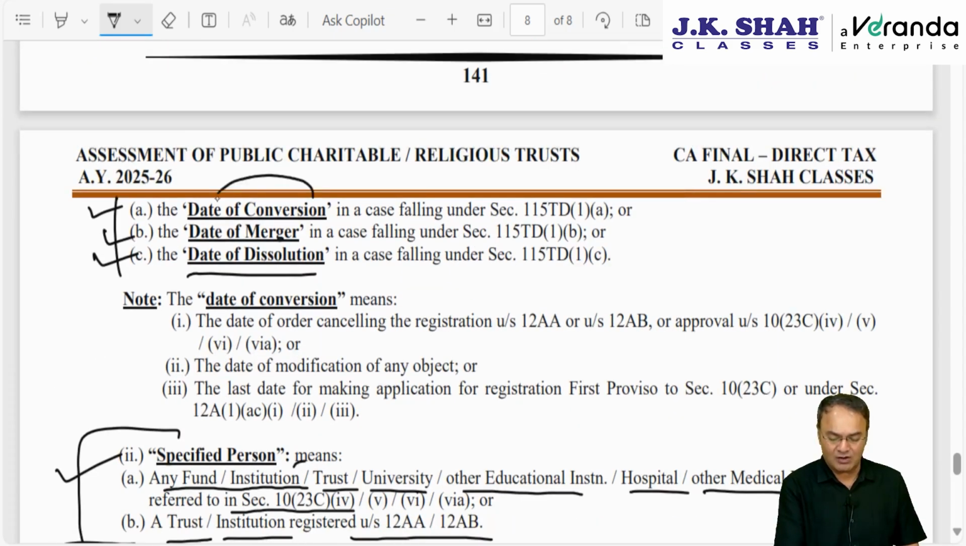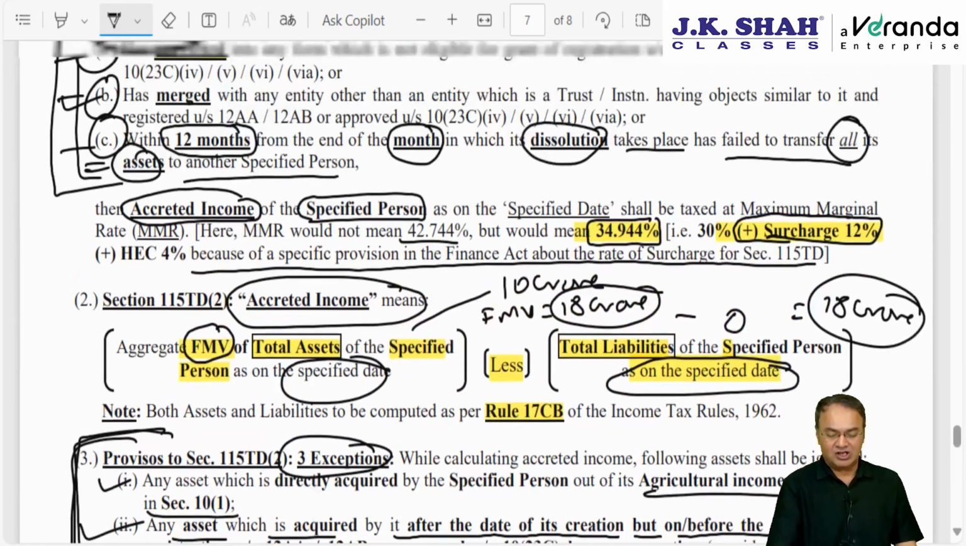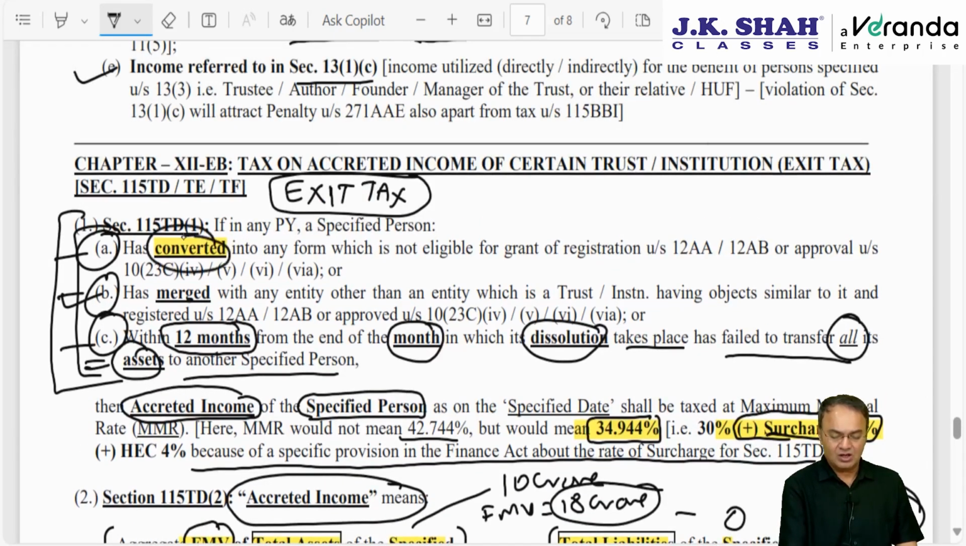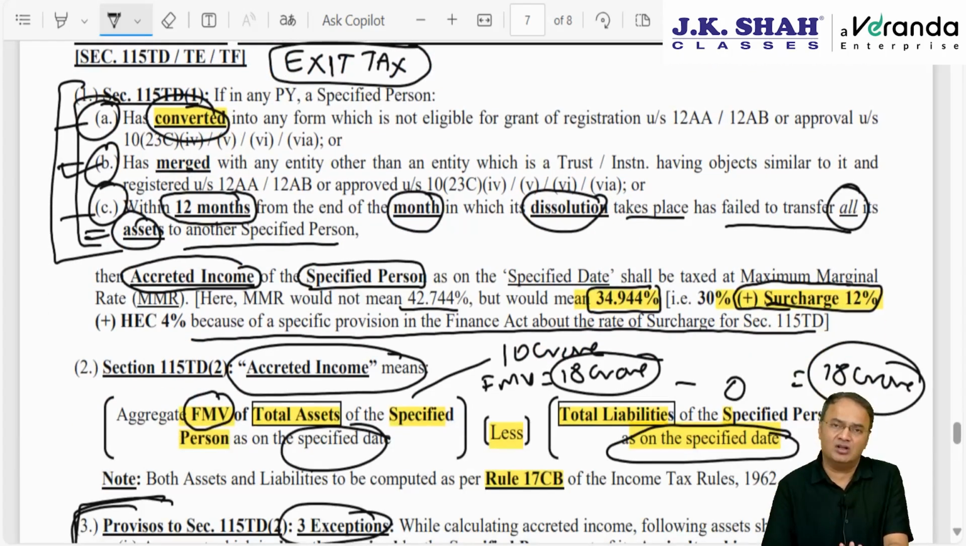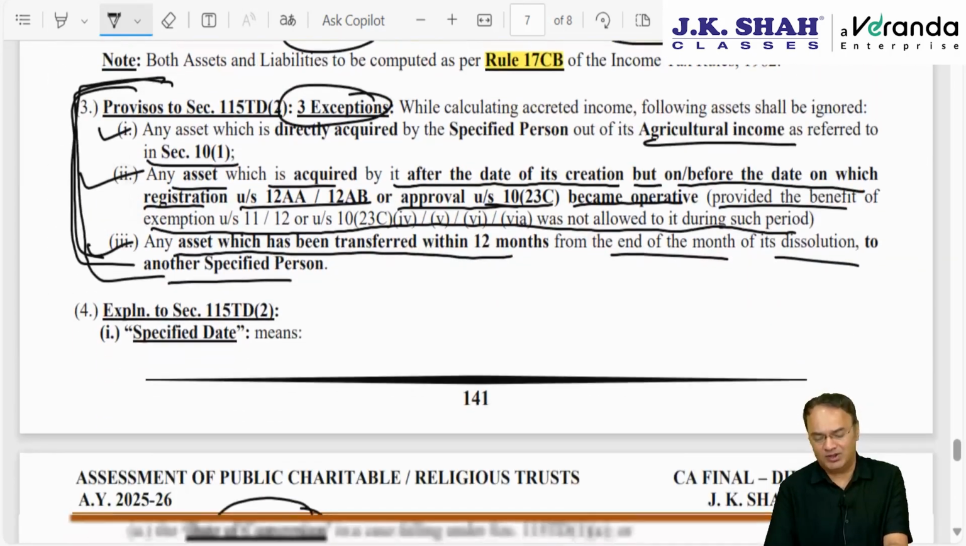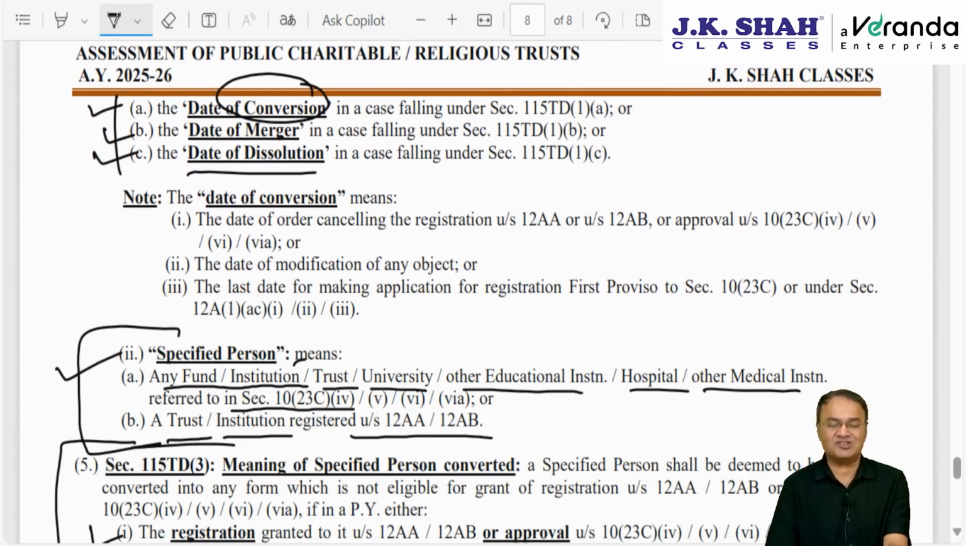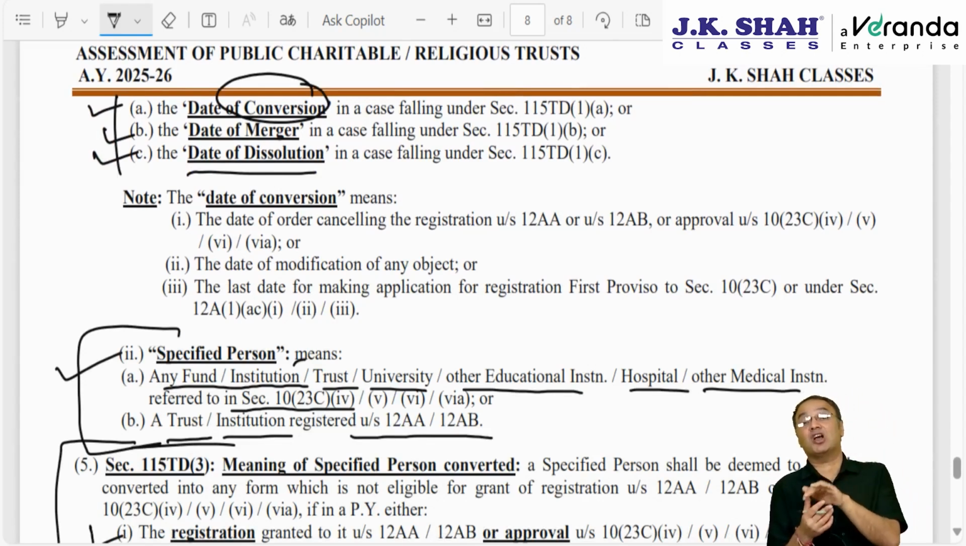What do you mean by date of conversion? So converted means 3 situations, no? Trust or specified person converted into any mode or any form which is not eligible for registration or approval means 3 situations. Accordingly, there will be 3 specified dates. Which 3 specified dates? So which 3 possibilities were there? When can we say that a trust has converted?